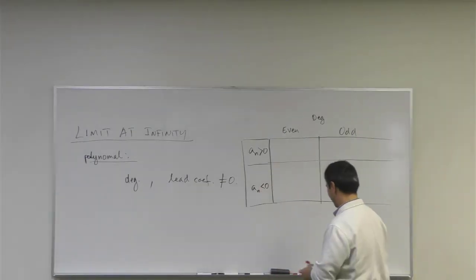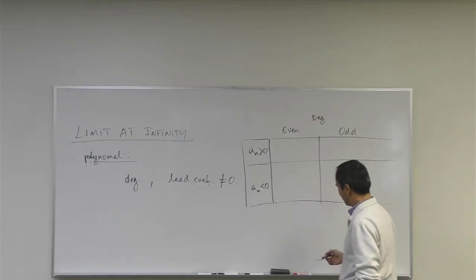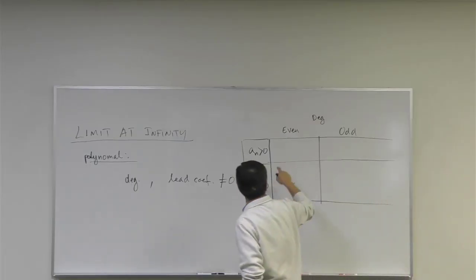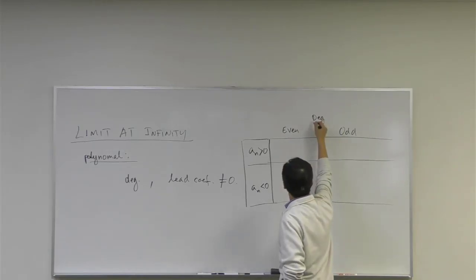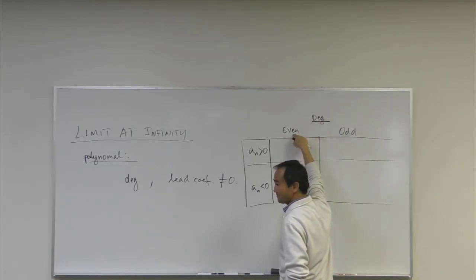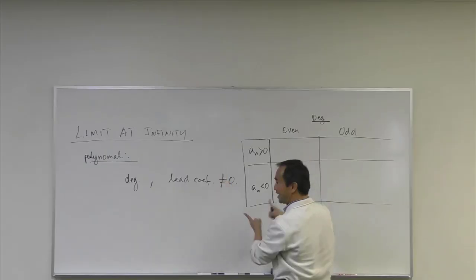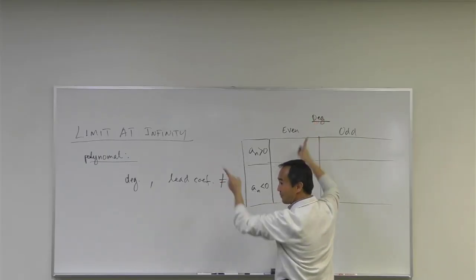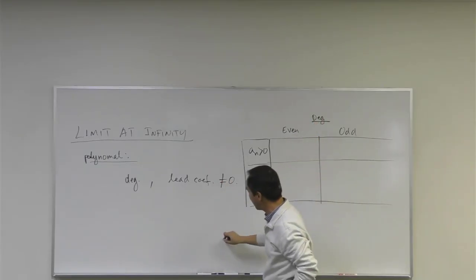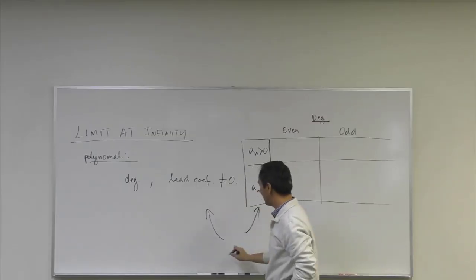So let's see how many people remember this. When your polynomial has even degree, the two sides will point in the same direction. Left hand and right hand point in the same direction, either both pointing up or both pointing down.